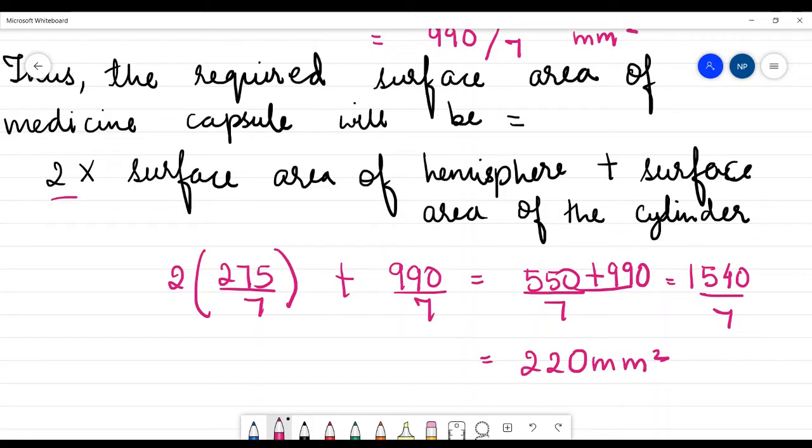This completes your question number 6. Let us move on to question number 7.